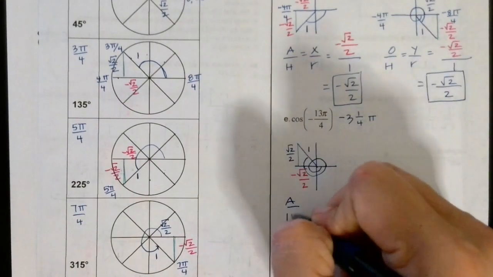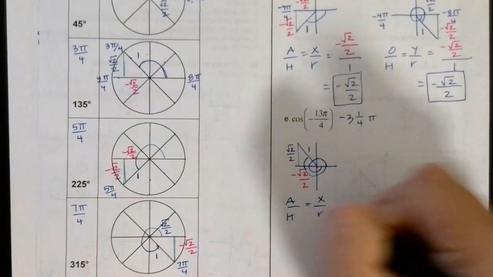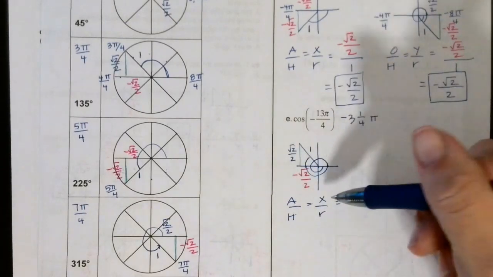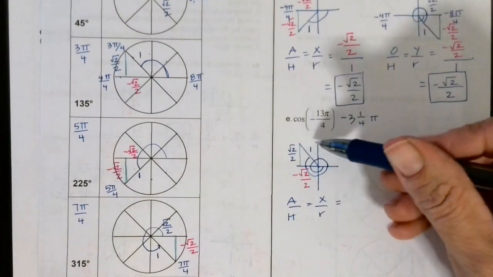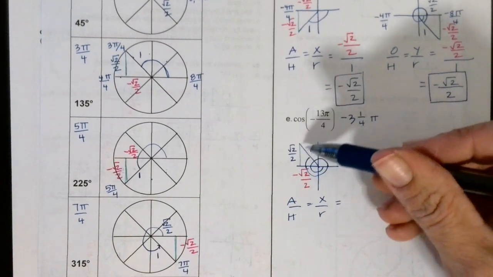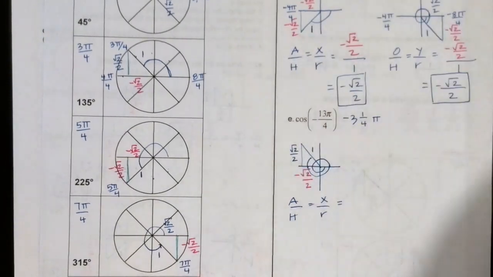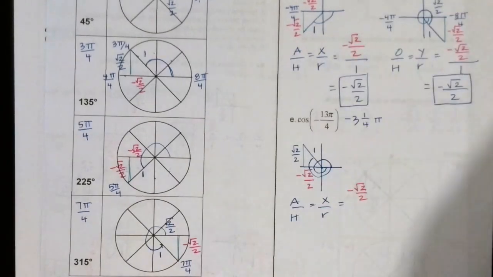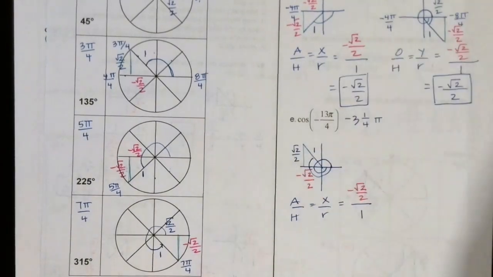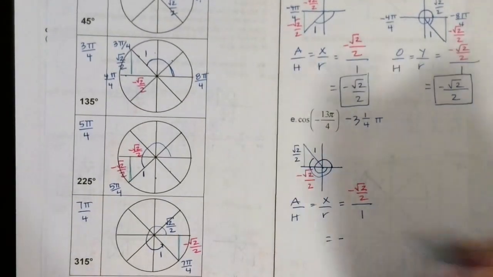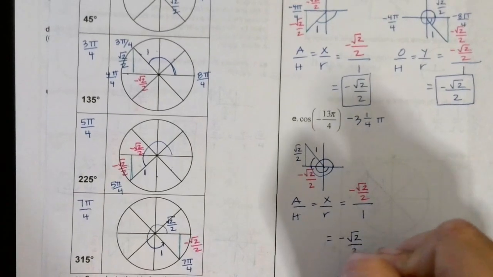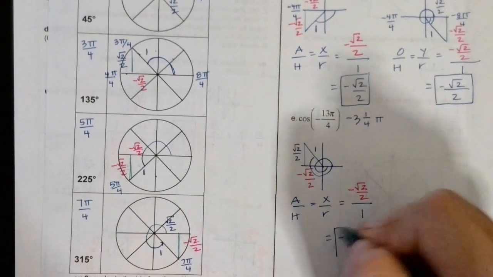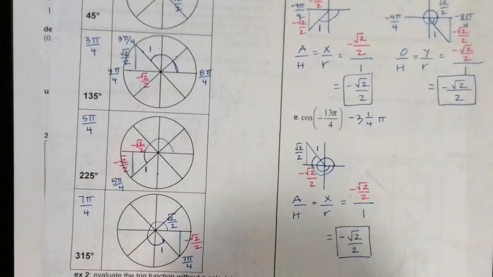Cosine is adjacent over hypotenuse, or x over r. I love it when it's x over r and we're on the unit circle, because r is always equal to 1. So then it's just the x value. So this is just negative root 2 over 2, over 1. That's the beauty of the unit circle. If you are doing sine or cosine, it's always just going to be that value, the x value, or the y value if it's sine. But if you're not on the unit circle, it doesn't always work out.